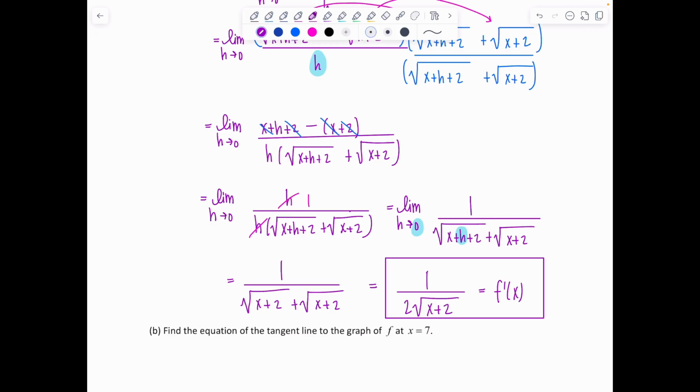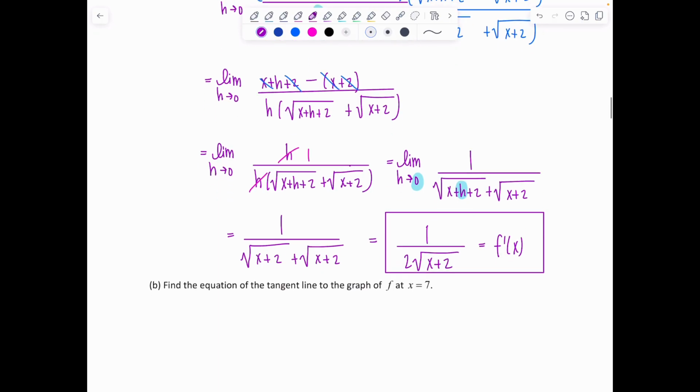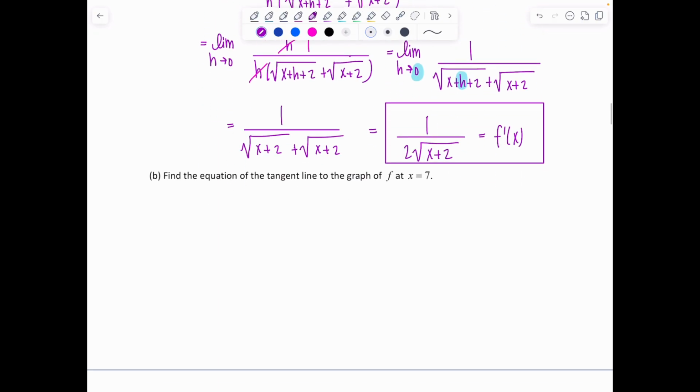Okay, now we're going to need to find the equation of the tangent line to the graph of f at x equals 7. Well, good thing we already have the derivative, because the slope of the tangent line is going to be f prime of 7, so I can figure that out. No big deal. 1 over 2 square root 7 plus 2. That's going to be square root of 9, which is 3. So this is 1/6. Okay, perfect.